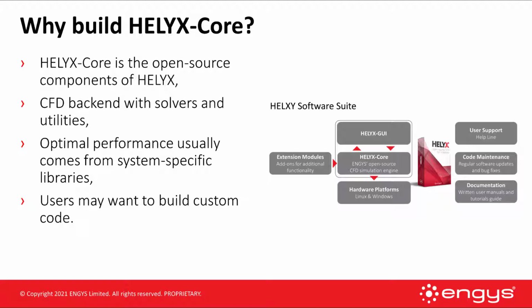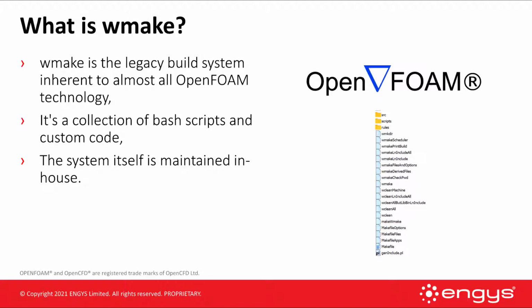You may also have your own custom code that you want to use with HELYX. The need to compile HELYX Core isn't new, and before version 3.3.1, we used to use a build system called CMake. CMake is a system that HELYX inherited from the OpenFOAM project, and in essence it's quite an elderly collection of bash scripts and custom code. It was originally developed specifically for OpenFOAM and is now maintained in-house. It's not used for any other projects.